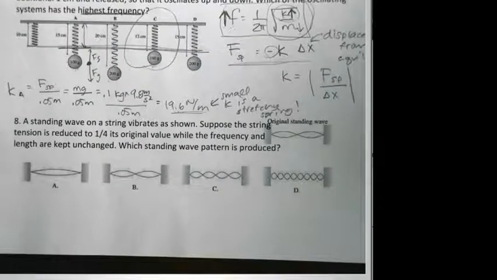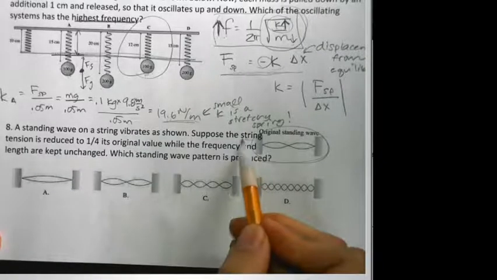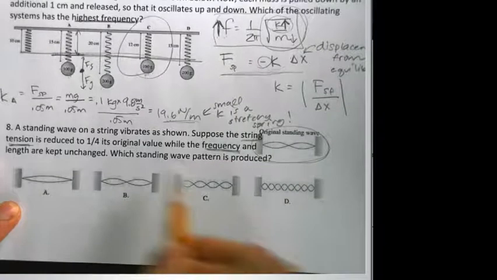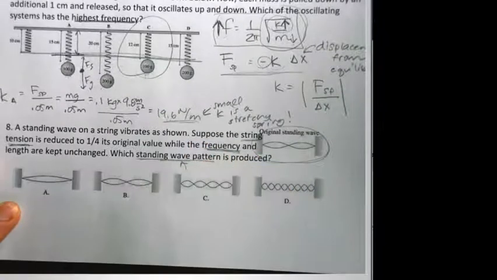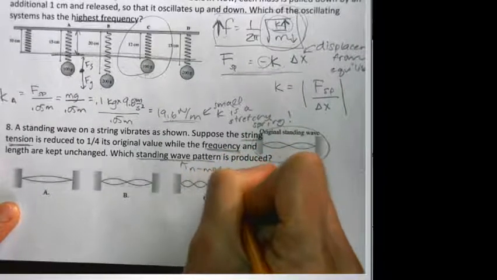Okay, and last but not least, a standing wave vibrates as shown. Suppose the string tension is reduced to a quarter of its original value. What standing wave pattern is produced? So our original standing wave looks like this. I had some formatting issues, but I hope we can still see that. So string tension. We want to look for a formula that has something to do with the tension force. We're also looking for frequency, and we're looking at standing wave patterns. So we're looking for some sort of modes type formula.